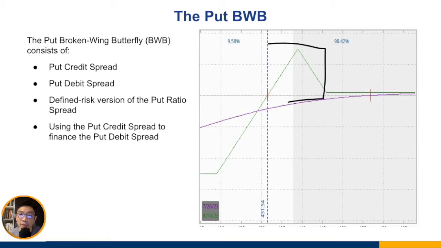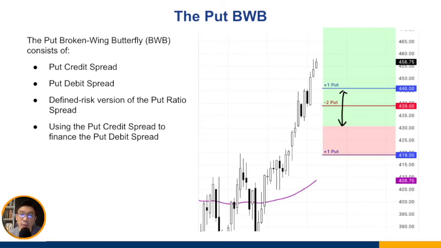So anything above this tent, you're just going to get the minimal profit, which is basically the credit which you sold for. So this is the minimum profit. As long as it's above this long put option down here, the market can shoot all the way to the sky. You will still get the minimum profit, which you sold this whole put broken wing butterfly for.